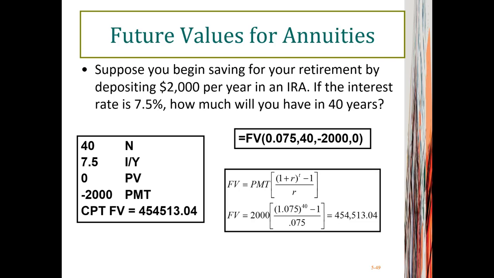Interest rate 7.5, that is IY. PV, what is PV? You didn't see any number for PV. PV is 0. Currently you have nothing, right? But a good thing will happen because you begin to save each and every period. And payment here is negative 2,000. That means you pay $2,000 each time and put it into your retirement plan. Then you compute FV. Right? Once you press FV, you will see a large number, $454,000.